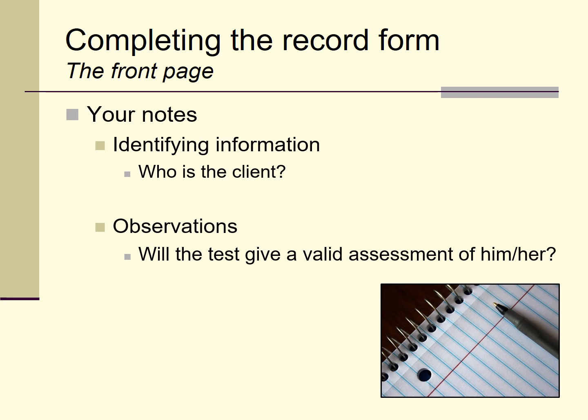Okay, if you have a copy of the RBANS, you can open up the box and pull out one of the record forms. If you don't, you can just play along in your imagination. The record form has a front page, and the front page is your space to write down your notes, to provide the identifying information for the client, who is this client, and to provide some observations about the client. Those observations being important because they're going to help us get a sense of whether or not this test is a valid assessment of his or her functioning.